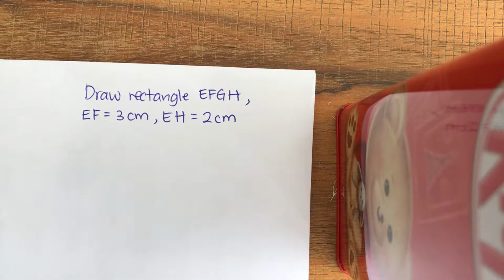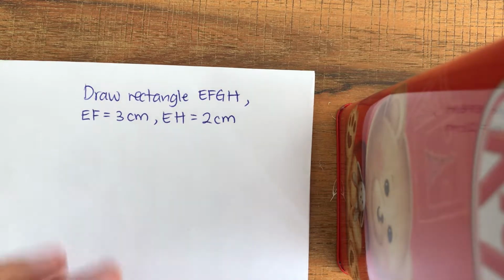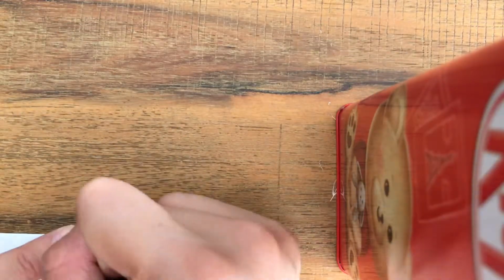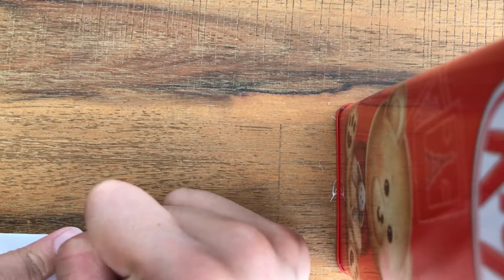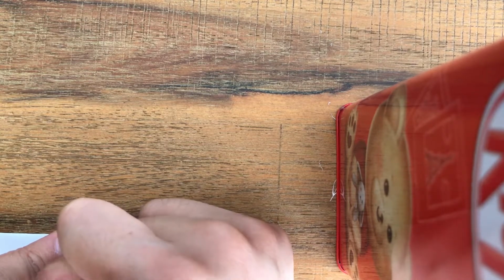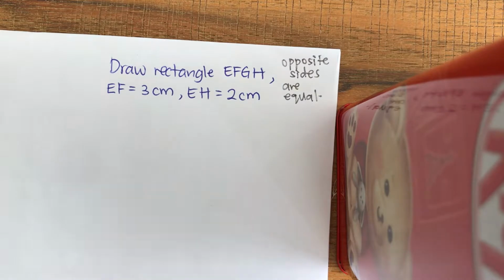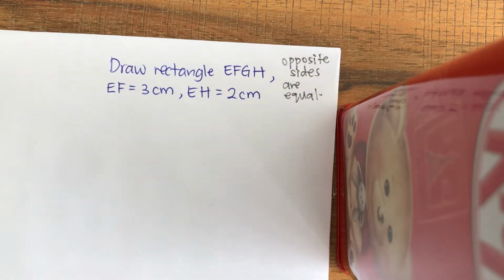For a rectangle, the property would be opposite sides are equal. So let me just indicate here. Opposite sides are equal, compared to a square where all sides are equal. Okay, same thing. We can start drawing.